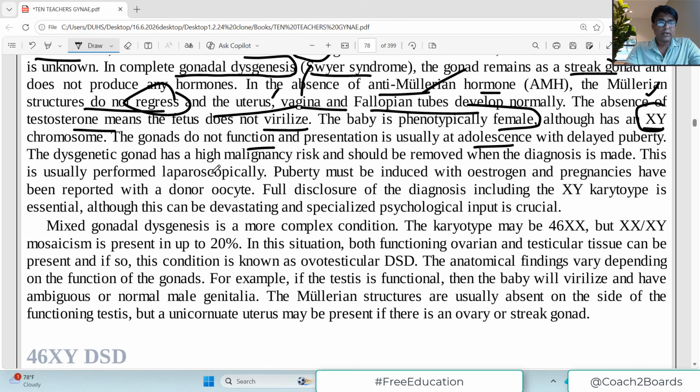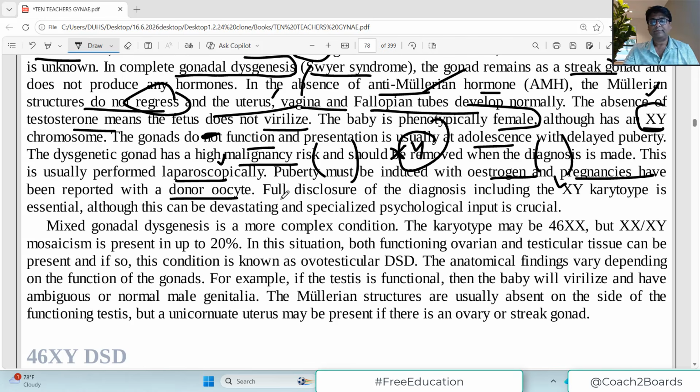The dysgenetic gonad has a high malignancy risk. अब ये जो streak gonads हैं, इनमें कैंसर हो सकता है, high risk, and maybe you need to remove them laparoscopically to see what is it, diagnosis and management. Puberty must be induced with estrogen. Pregnancies have been reported with a donor oocyte because uterus तो मौजूद है. Ovary नहीं होगी इन patients में, obviously, because इनका जो genotype है वो XY है. Full disclosure, despite uterus and vagina and all these structures being there, ovaries are not there, right?